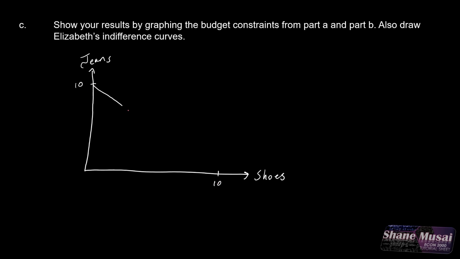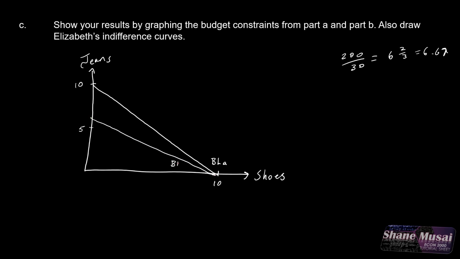And so this would represent a budget line. We'll call this budget line A. In part B, the shoes were still $20. So if she spent her entire income on shoes, it will still be here at 10 shoes. But jeans was $30, and if she spent her entire income on jeans, she would get 6 2/3, which is equal to 6.67. For part B, the budget line would have been something like this. This would be the budget line for part B.